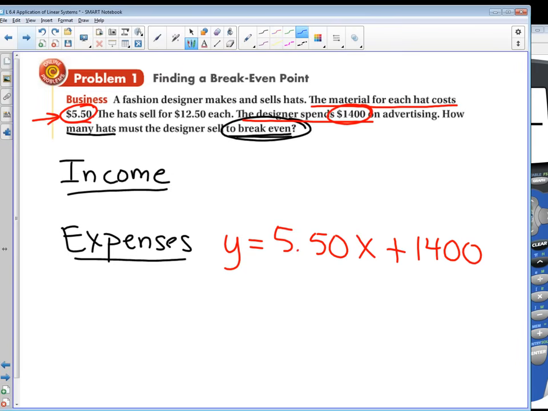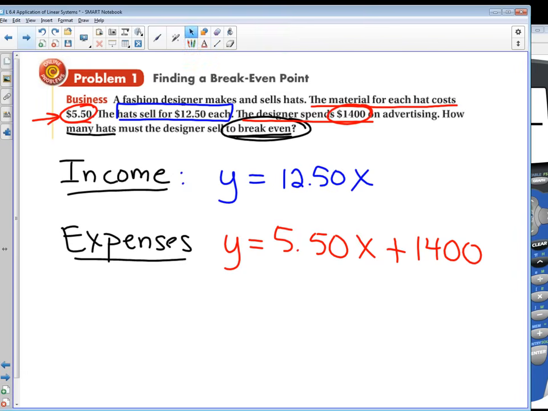Okay, how about income? How much money do I bring in? Well, the total amount of money, Y, will be the amount of money that is income. And that happens every time a hat sells, $12.50 each. So it's $12.50 for each hat. And that's it. Those are the two equations. Now, because these two equations are written in the y equals mx plus b form, it's going to be easiest to graph it.